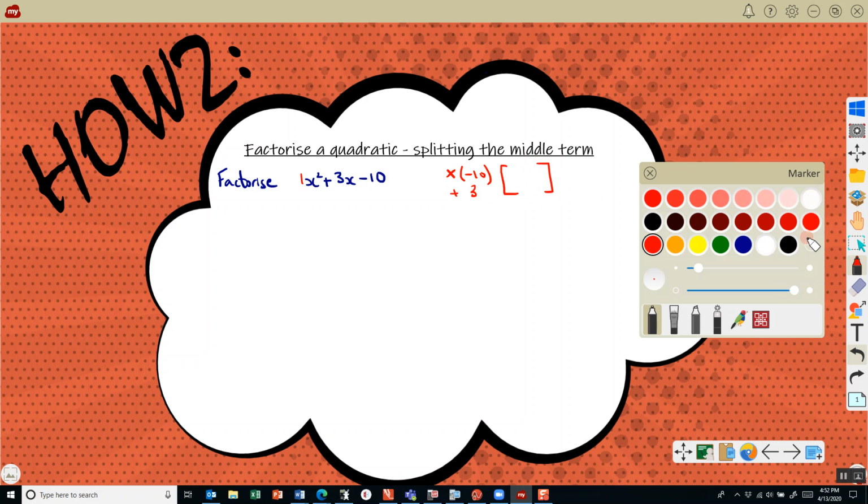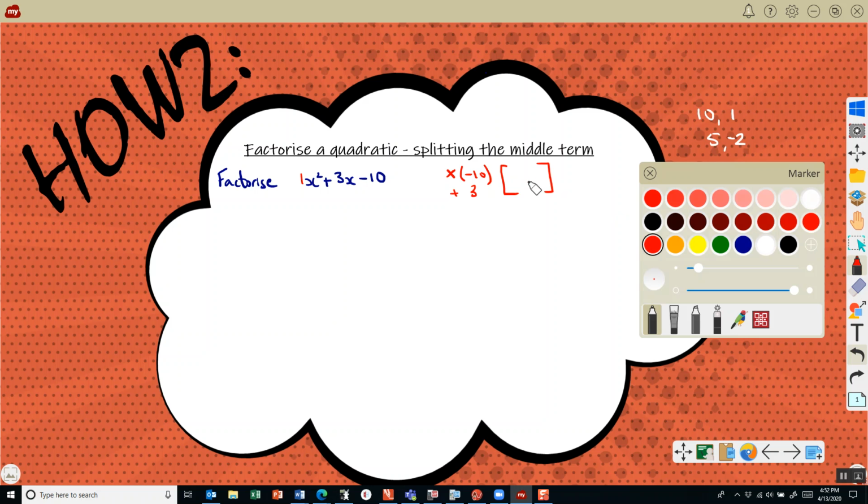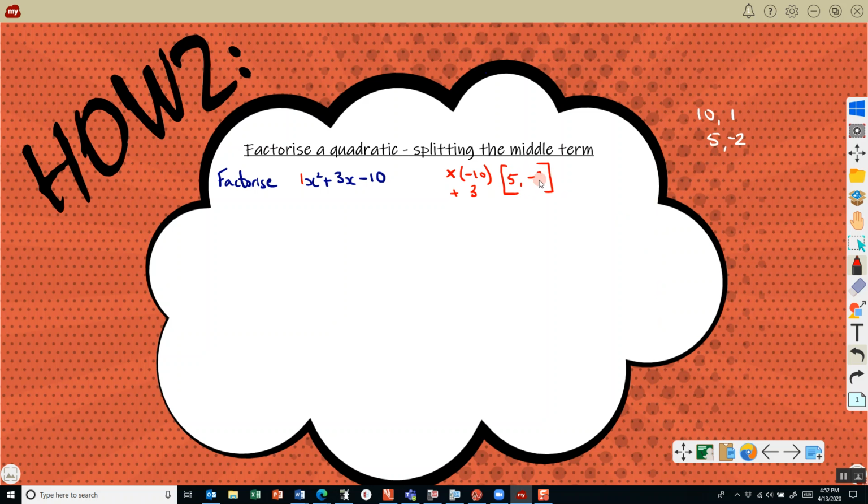Now, the easiest way to go through this is to think of the numbers that multiply to give 10 first. So 10 and 1. 10 multiplied by 1 is 10. Is there any way I can get 3 out of that by adding or subtracting? No. What about 5 and 2? 5 2s are 10, yes. Can I get 3 out of that? Yes, I can if I make this one negative. 5 take away 2 is 3. 5 add negative 2 is 3. So my two numbers are 5 and negative 2. 5 times negative 2 is negative 10. 5 add negative 2 is positive 3.